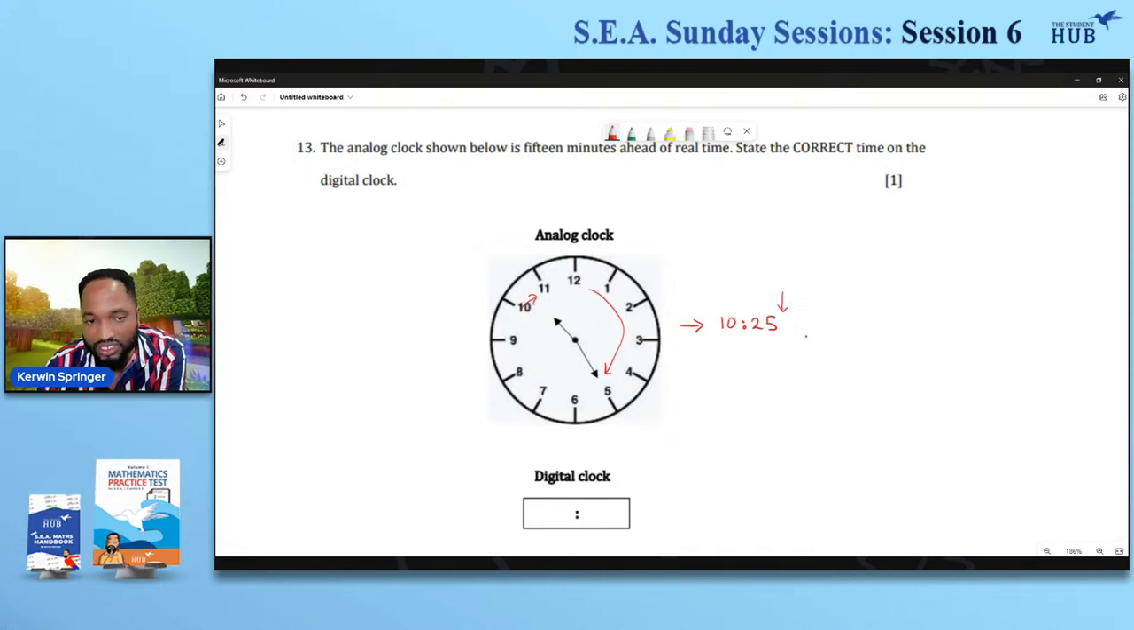15 minutes ahead means the clock is fast. It means we need to subtract 15 minutes from this. 10:25 minus 15 minutes is going to be 10:10. So I should expect to see 10:10 on the clock right here.